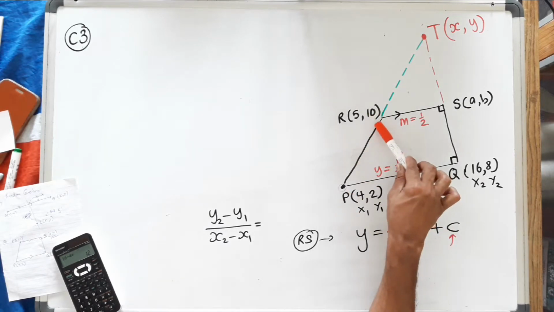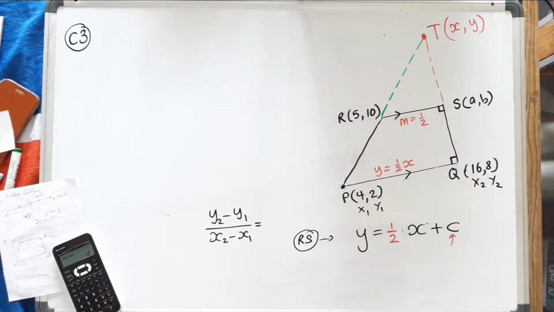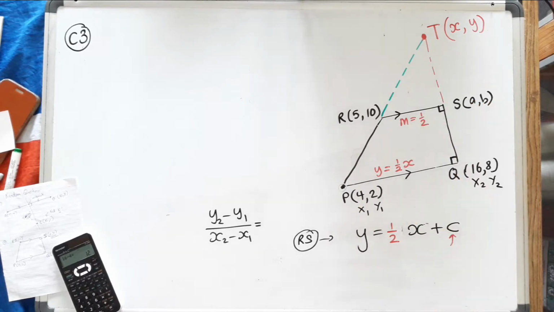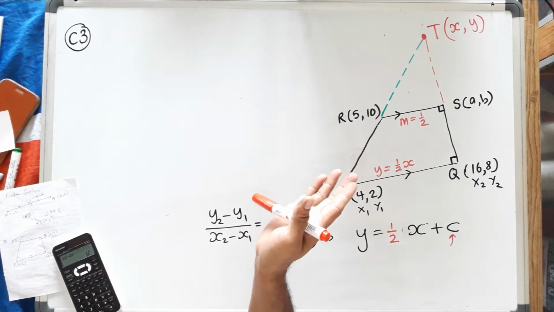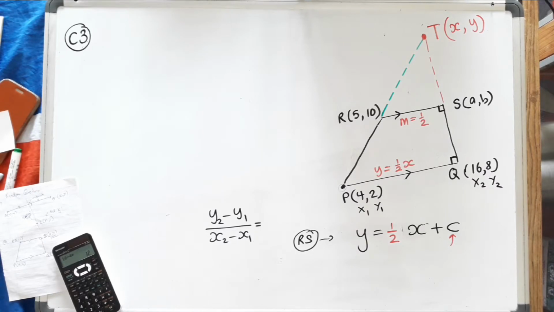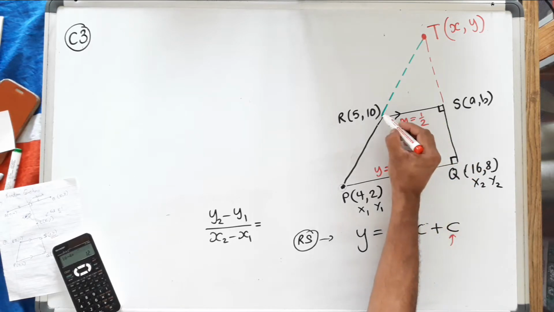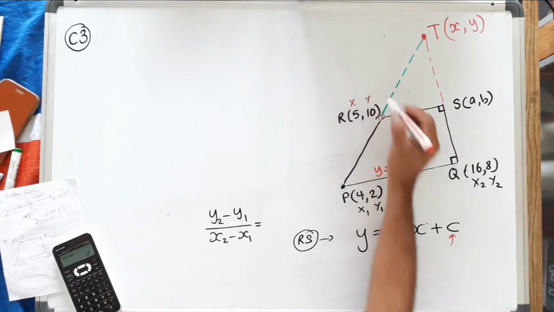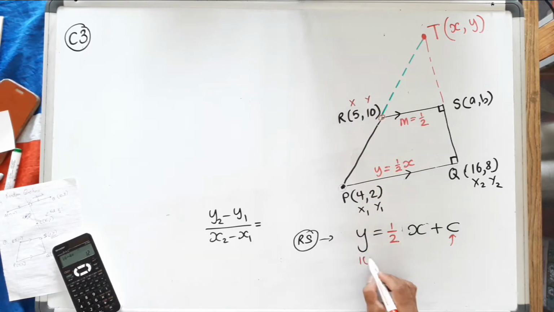Now I can choose R. I could choose S, but that's not really a good decision, because I don't have values for S. I don't have the x and I don't have the y. Oh, by the way, the question also asks us to find the values of a and b, so I'm going to show you how to find that also, as well as t. So to find c, let's choose the point R. According to the point R, x is 5, y is 10. Replace y with 10, replace x with 5, and solve for c.